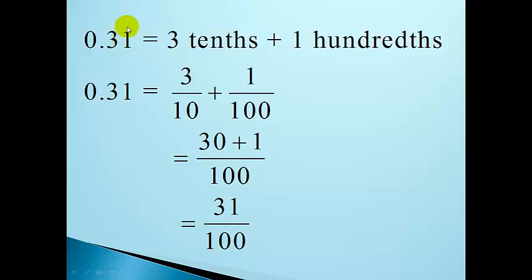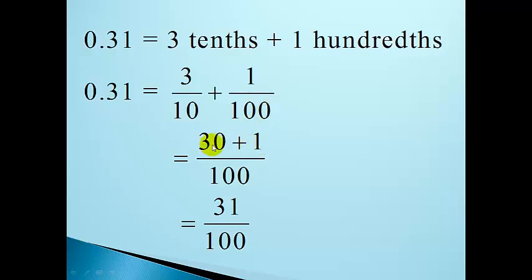Because 1 is occupying the 100th position, this will be 1/100. And so 0.31 is equal to 3/10 plus 1/100. Now 3/10 is 3 divided by 10, plus 1 divided by 100. Now we find the LCM of 10 and 100. 10 goes into 100 10 times, and 10 times 3 is equal to 30, plus 100 goes into 100 once, and 1 times 1 is equal to 1.